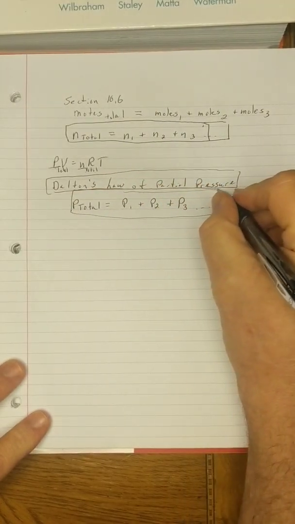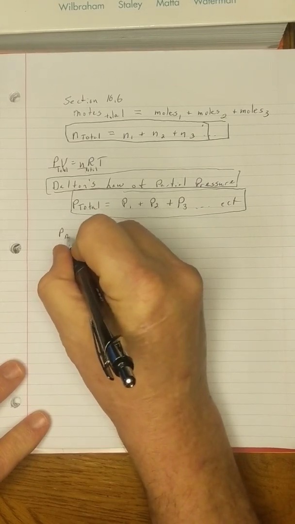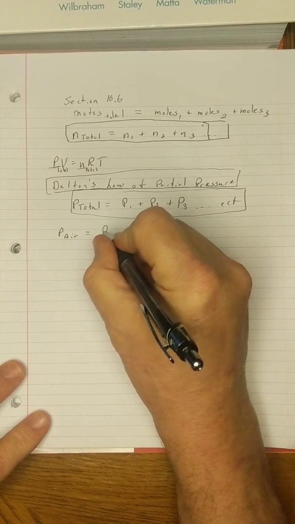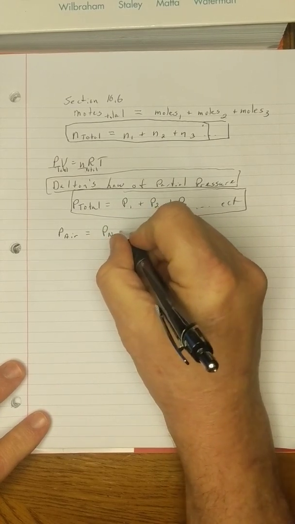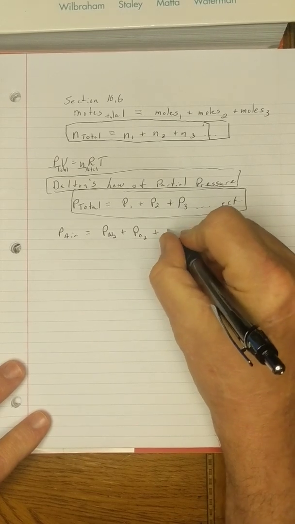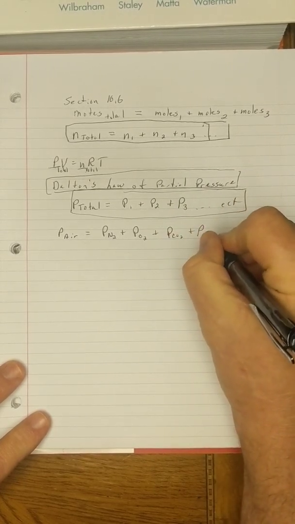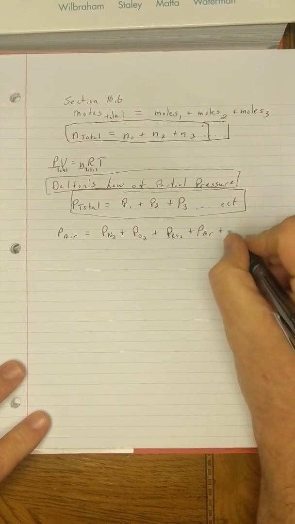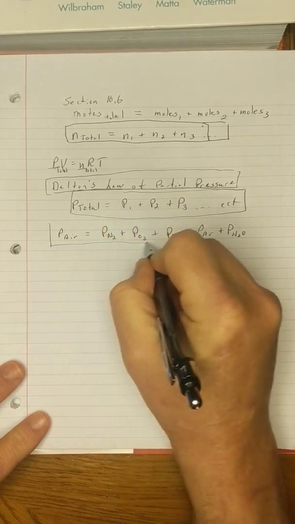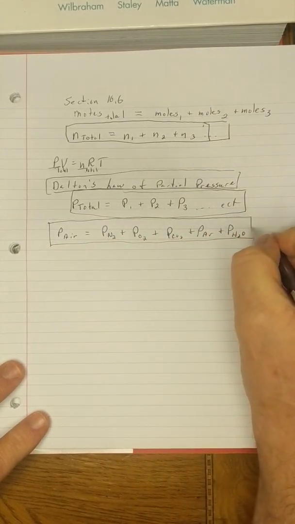So that's pretty easy. If I look at the pressure of air, it's equal to the sum of the pressure of the nitrogen plus the pressure of the oxygen plus the pressure of any carbon dioxide. Maybe we have some argon, and maybe we have water, and it would be all those different gases add up to your total air pressure.